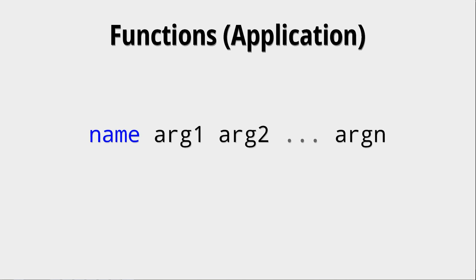If we look at a function application, this is simply done by writing the name and then the arguments. There are no parentheses and no commas between the arguments, and no parentheses around them, because this actually is the syntax for another data type that we will look at in a later video.